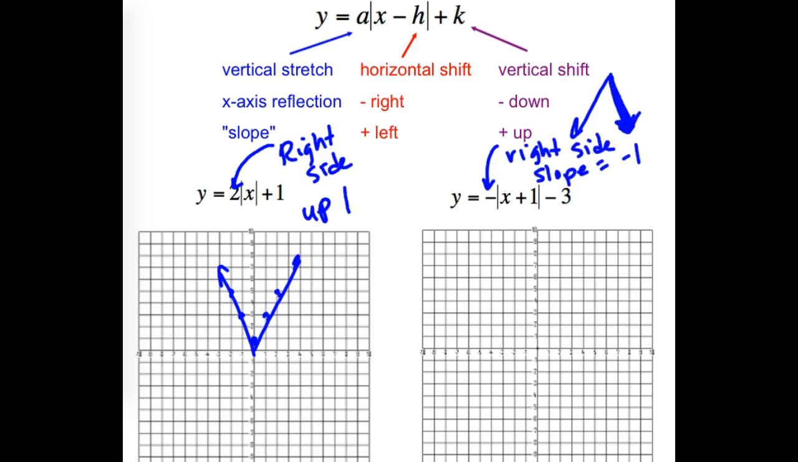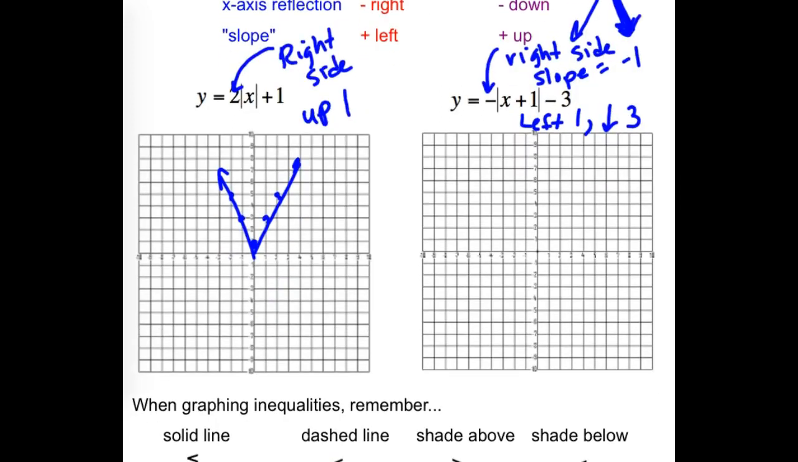Okay? And then, which way did we shift the vertex? We went left 1 and down 3. All right, so let's put our vertex in there. All right, left 1 and down 3. And we said we want the right side to have a negative 1 slope. So down 1, right 1. Okay, that gets me this side. And then I have to go down and back to get the other side.